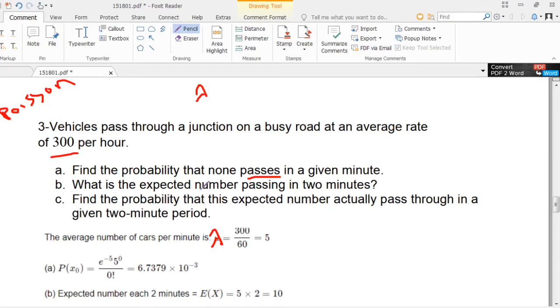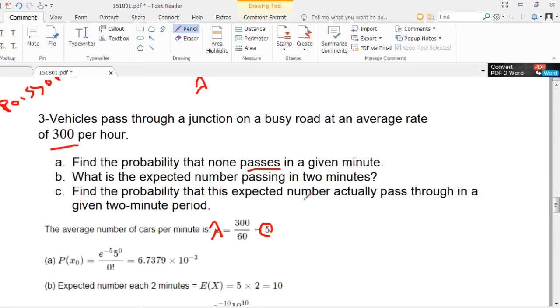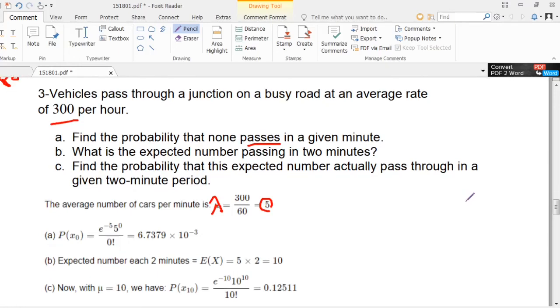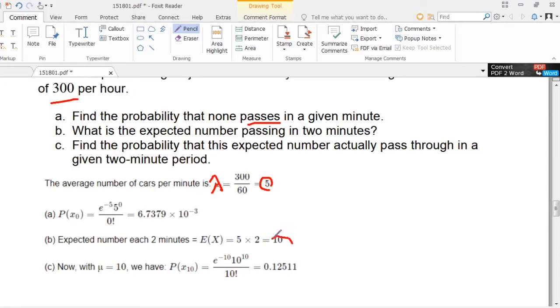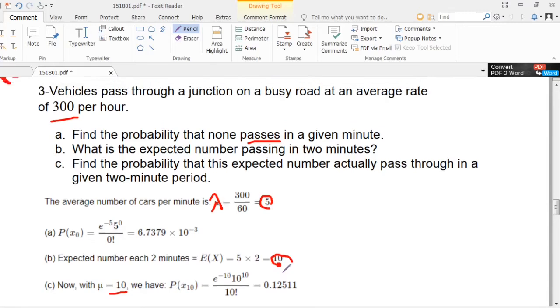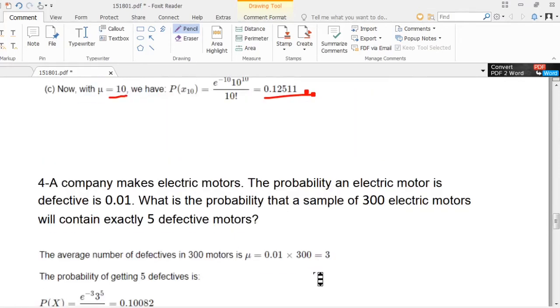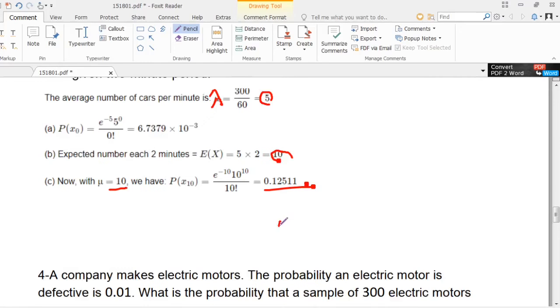Second question is asking about the expected number of passing in 2 minutes. So we'll get the lambda times the 2 minutes, so we get 10. And third one, which is asked about the expected number actually passed through in a given 2-minute period. So we have here the expected value, or mu, is 10, and you have the probability of 10, okay, which is this value, and so you will get.